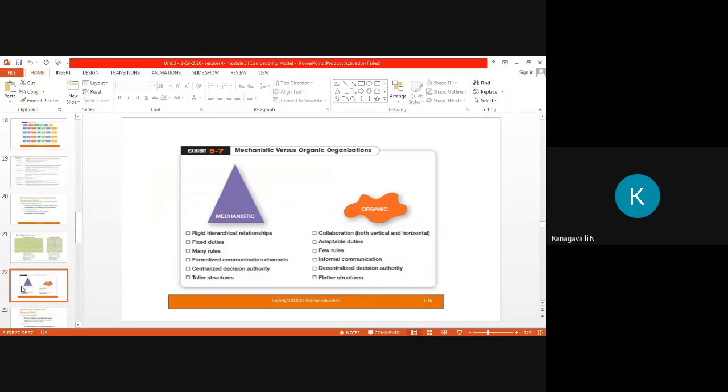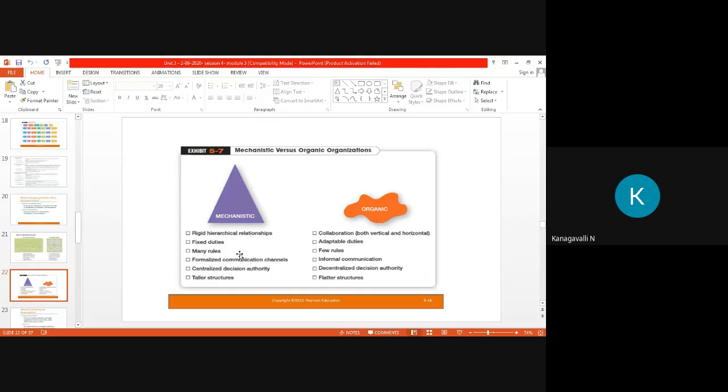So mechanistic versus organic organization, we generally comprise by using these terms. See that our mechanistic is the hierarchy, right? So a multi-layer, top to bottom or bottom to top execution. Here the organic is a comprised one. So we work individually and integrate together to produce some results. So the main keywords here are fixed duties, many rules, formalized and centralized.